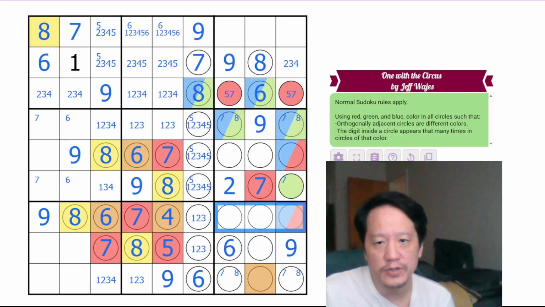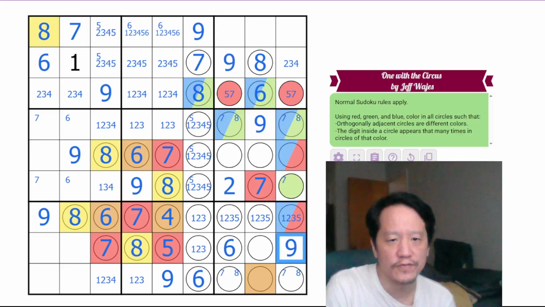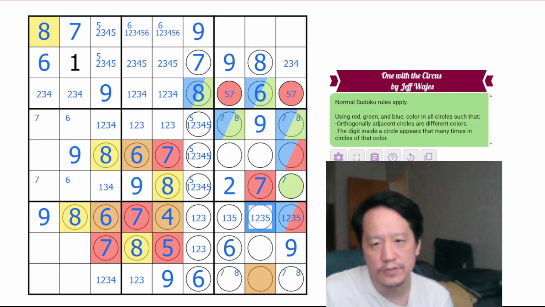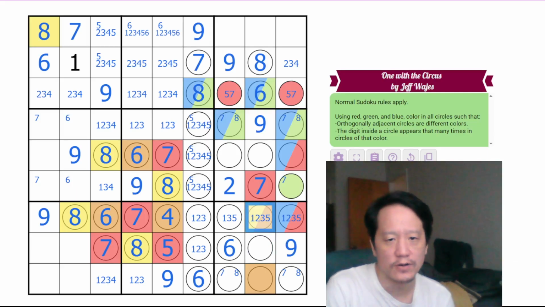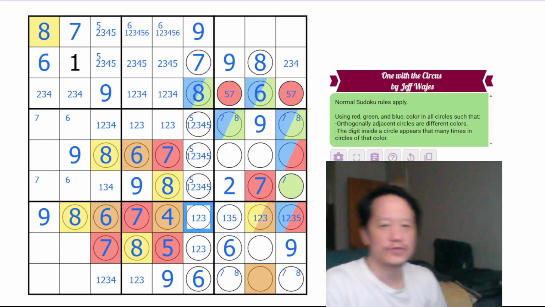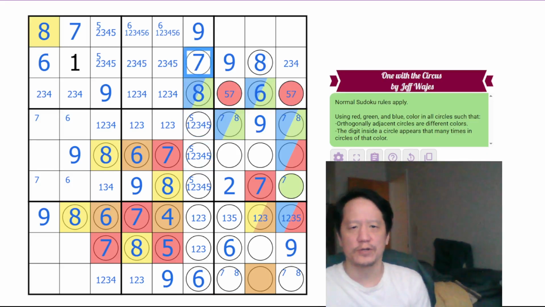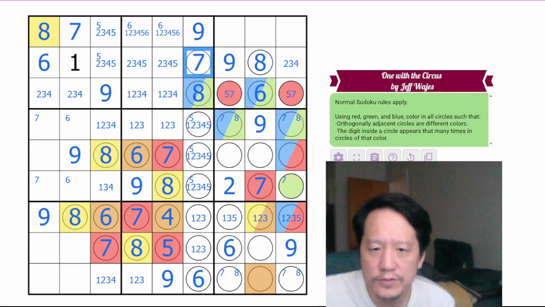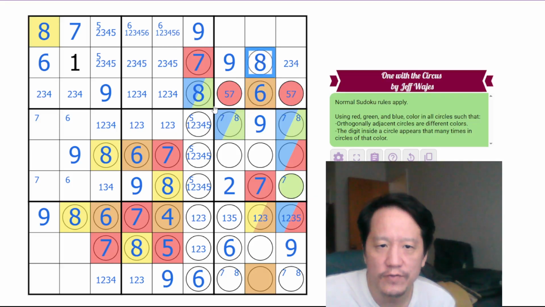That means this has to be 1, 2, 3, or 5. No 2 here. This can't be red, so this is orange or yellow. So 5 cannot be there. We have 1, 2, 3 here. So far, this is turning out okay. This is red. This is orange. We have yellows here.